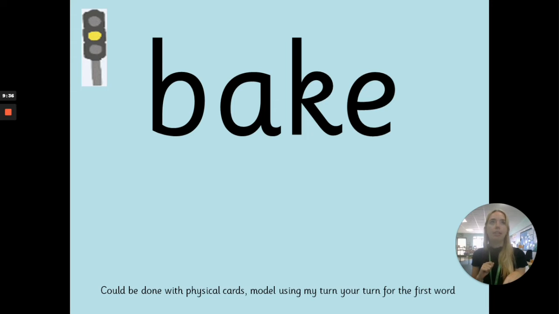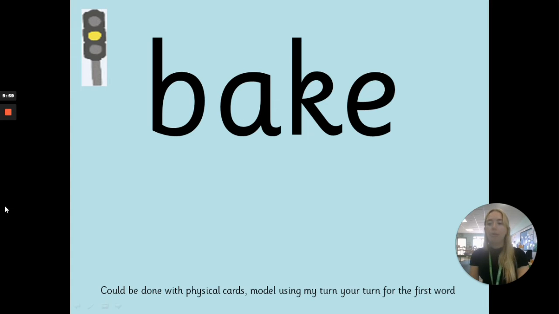mat independently. I have mentioned, but I'll just remind you now, that if you're in F2, there should be 12 words to read on your reading mat, and then about 3 sentences. If you're in year 1 or year 2, there should be 20 words on your reading mat and a paragraph. Okay, so this would link into that.